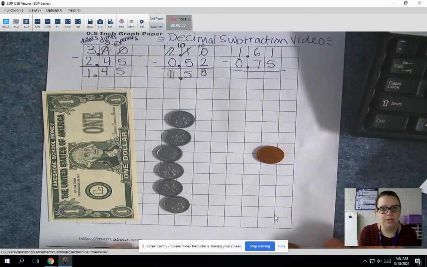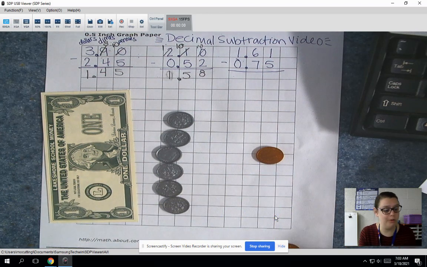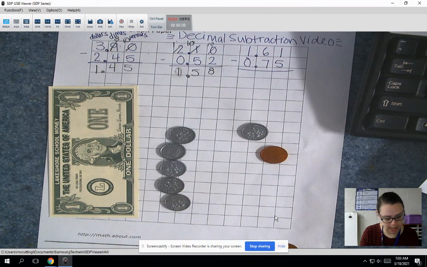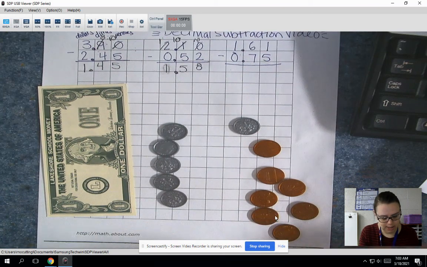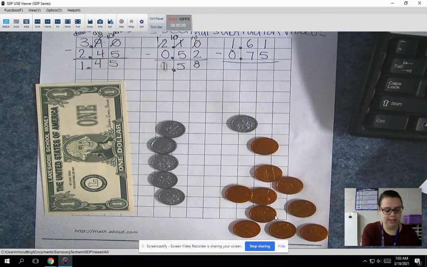Okay, so in my pennies, I need to take away 5. I only have 1 there. What do I have to do? I have to borrow a dime and get it cashed in for 10 pennies. All right, so 1, 2, 3, 4, 5, 6, 7, 8, 9, 10.